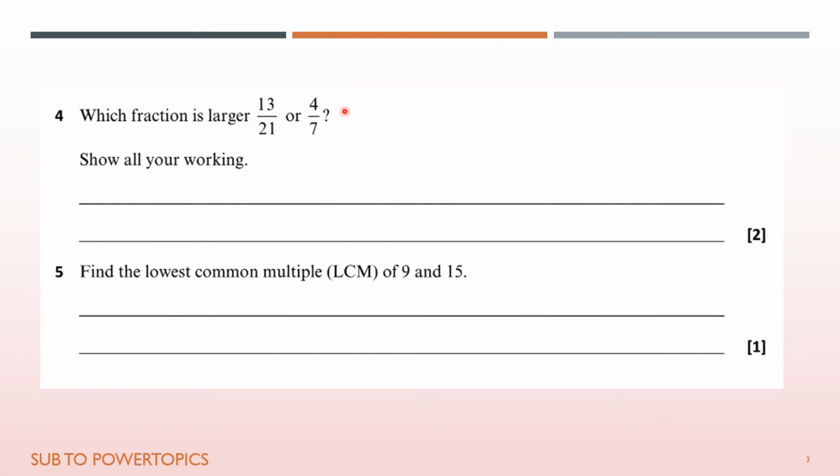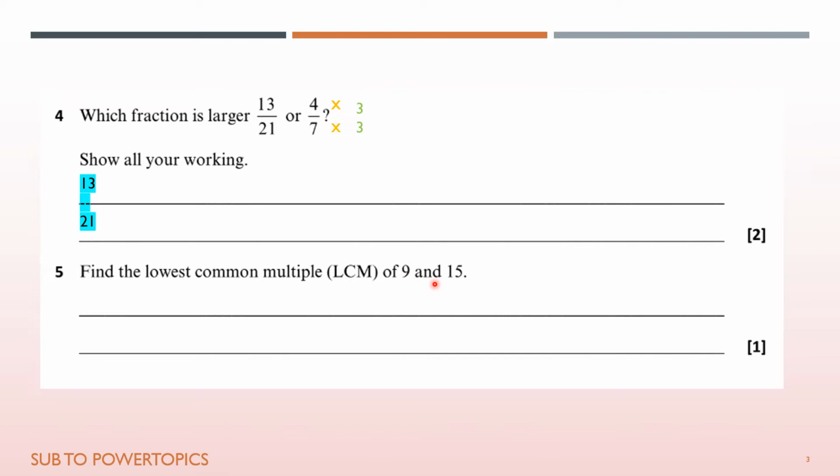So we multiply the denominator by 3, and we have to multiply the numerator by the same number, and we'll get 12 over 21. So definitely 13 over 21 is larger. Let's move on to question number 5. We have to find the lowest common multiple, LCM, of 9 and 15.